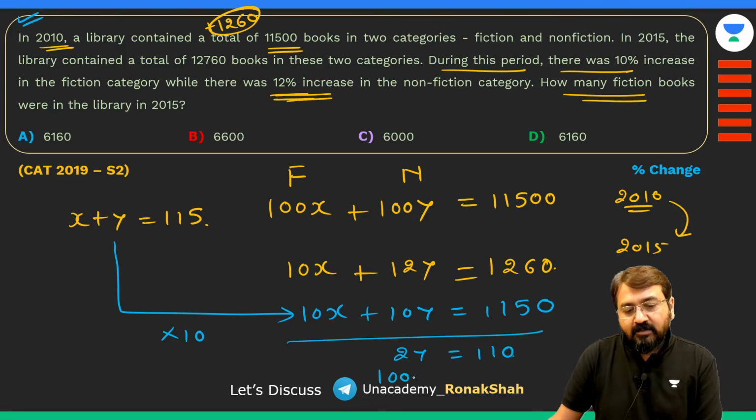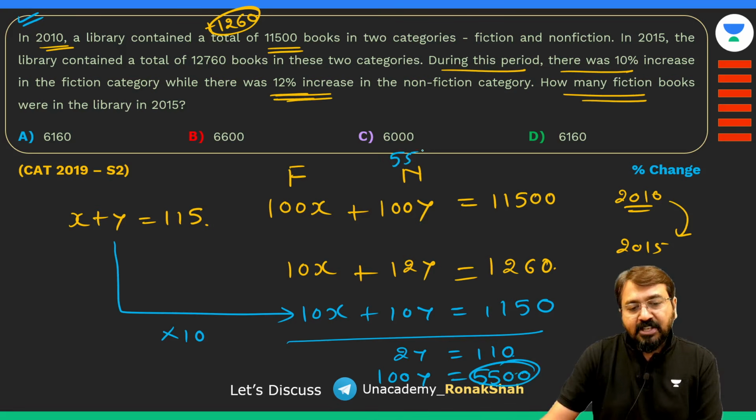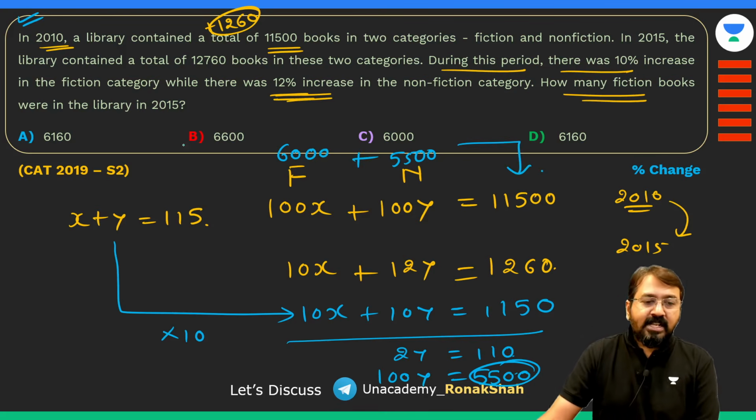So what will be 100y? It has to be 50 times this, so it will be 5500, right? So if non-fiction books are 5500, can I say fiction books should be 6000, so as to get the total books as 11,500? That's our answer. The answer for this question is 6000.